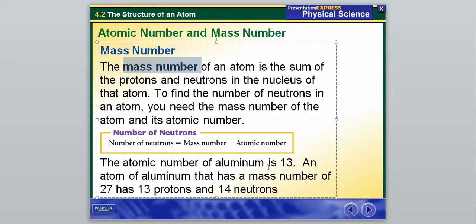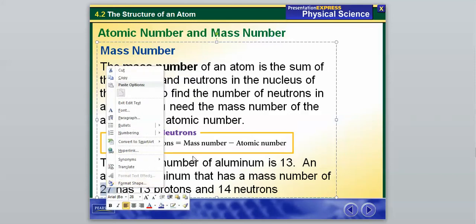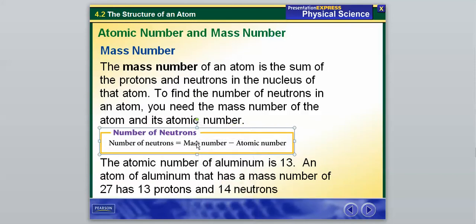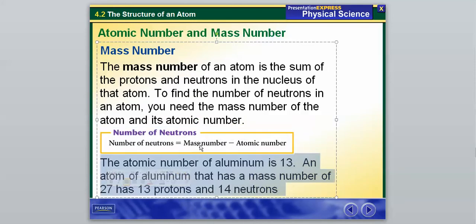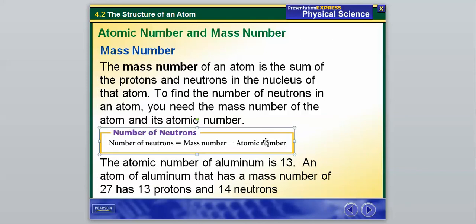And the atomic number of aluminum is 13, and this is just an example here. An atom of aluminum that has a mass number of 27 has 13 protons and 14 neutrons, because we took this 27 right here and plugged it in for the mass number, and we took 13 and plugged it in for the atomic number. 27 minus 13 gives us 14 neutrons. A lot of this is pretty important, so I'd make sure I wrote this down.